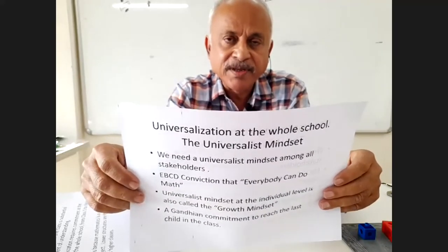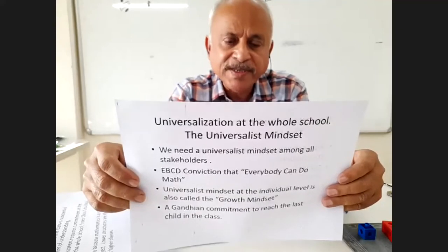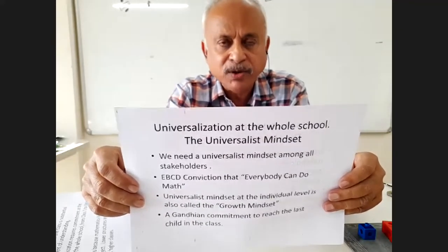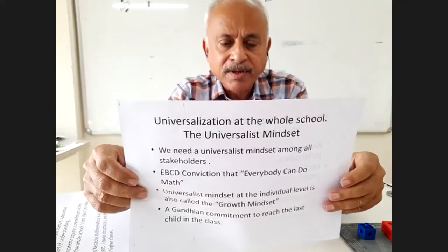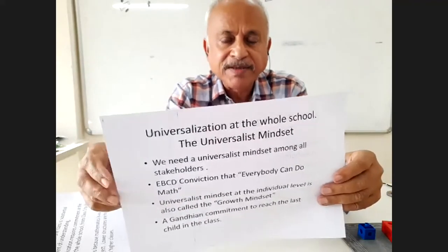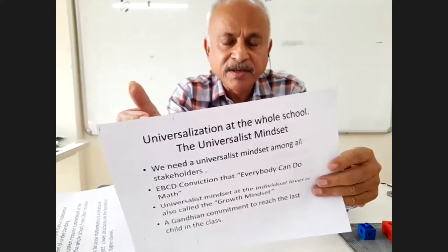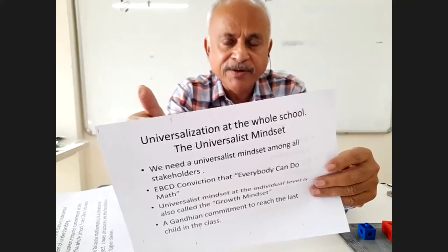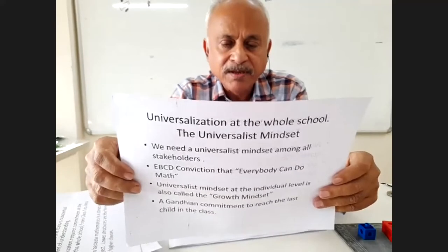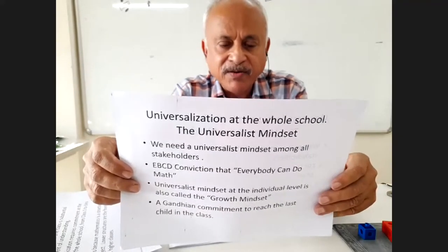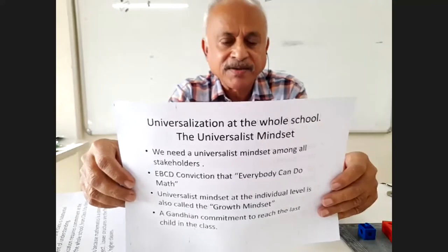There is a lot of discussion in international math education circles about the growth mindset. Universalist mindset at the individual level, we can also call it the growth mindset. But universalist mindset goes beyond the individual level to address the whole school, to address all schools in a taluka, to address the state, to address the country, to address all young citizens. The universalist mindset requires the Gandhian commitment to reach the last person, the last child in the class.